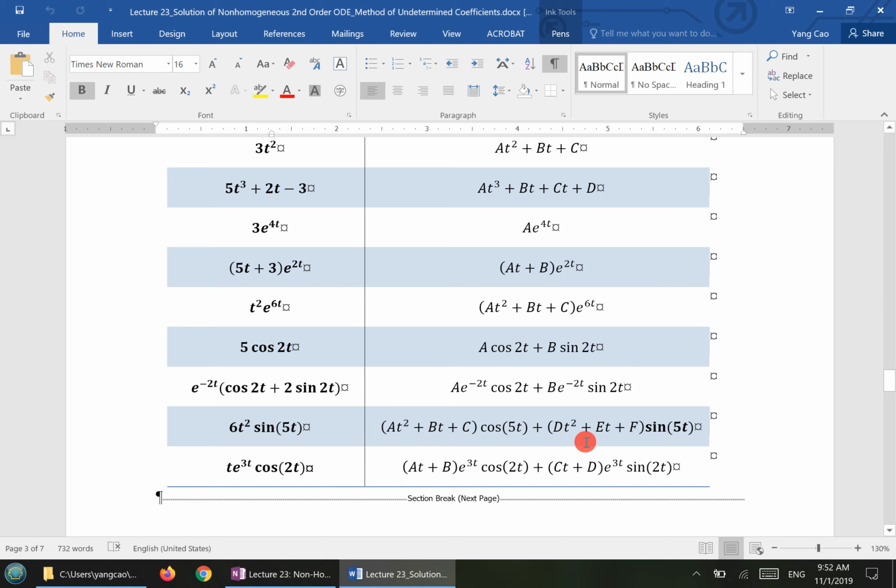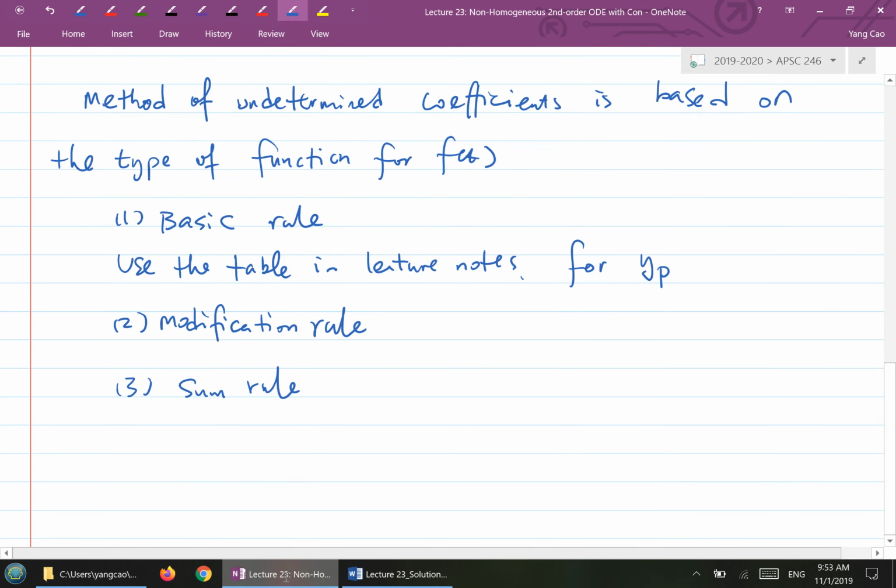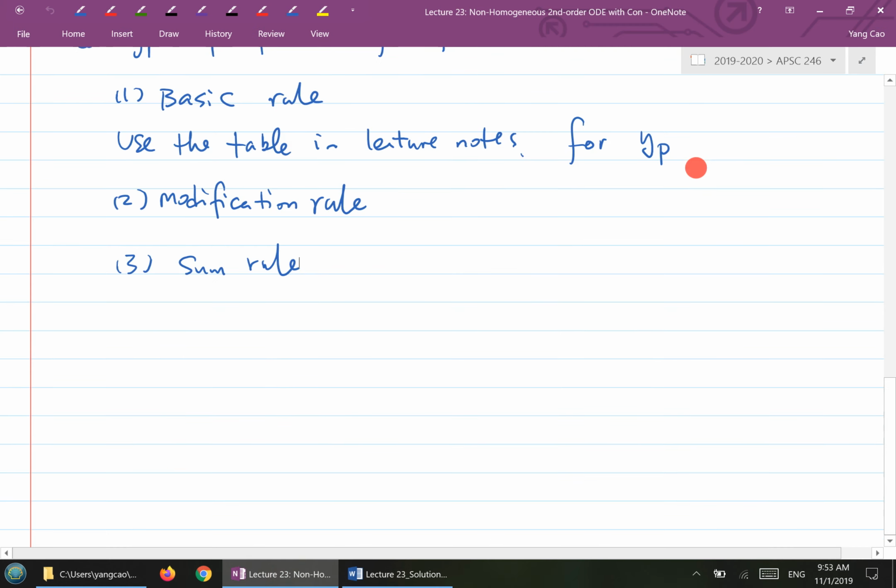So essentially there are three different rules to guide us in the choice of yp from the beginning. For this portion, my experience is you need to go through different types of examples, and then you'll get more comfortable with using it. So let me show you a few examples. I'll show you different examples here.